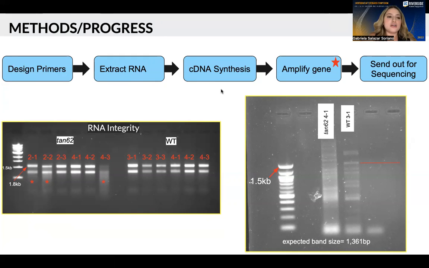And so I'm working on troubleshooting to find the best ideal conditions where I can get rid of nonspecific binding. And once I get the expected band size with no nonspecific binding, I can send out the samples for sequencing so I can find exactly the location and what mutation is causing the TAN62 phenotype.